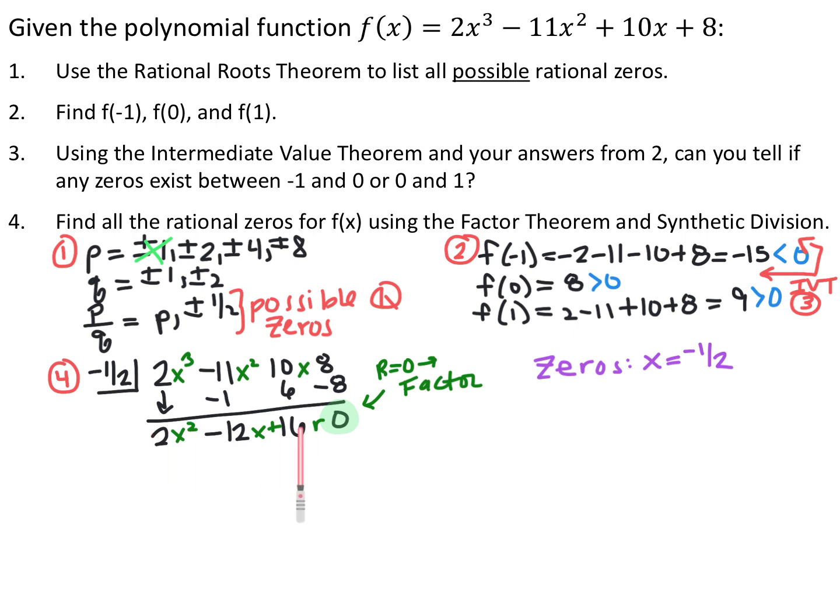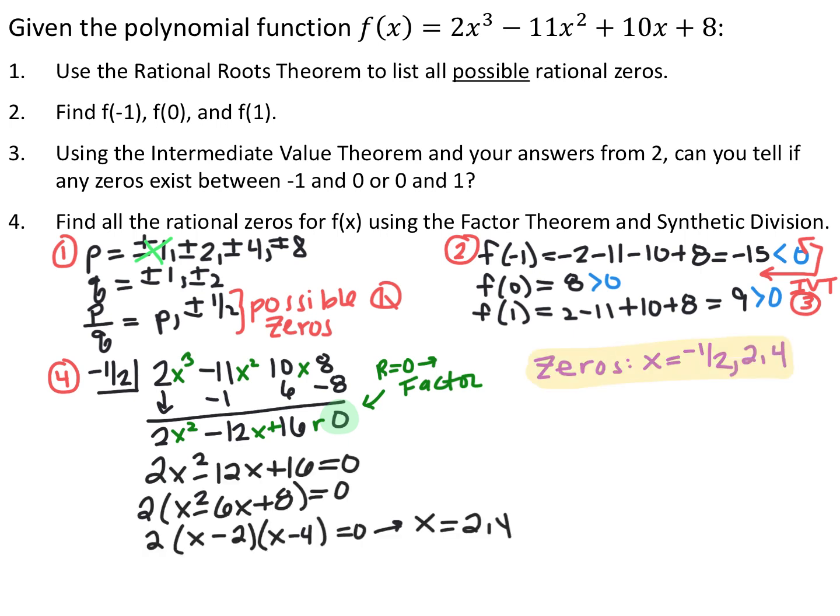We have at most 3 possible rational zeros, but the nice thing is we've now reduced our polynomial down to a quadratic. And I know how to do quadratics in ways that are not the rational roots theorem, so I'm just going to solve this quadratic for my other 2 zeros like I would if I were just given a quadratic. I solved this by factoring. 2x squared minus 12x plus 16 equals 0. I factored out a 2, and I'm left with x squared minus 6x plus 8, which factors into x minus 2 times x minus 4. So my other 2 zeros are x equals 2 and x equals 4. So the 3 rational zeros for this polynomial are x equals -1/2, 2, and 4.